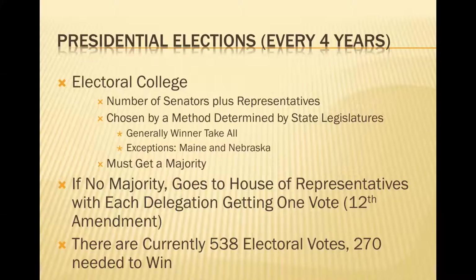Currently, there are 538 electoral votes, 1 for each of the 435 representatives, plus 1 for each of the 100 senators. The other 3 electoral votes are because a later amendment gave the District of Columbia, Washington, D.C., 3 electoral votes as well. So 270 electoral votes are needed to win the presidential election, or at least win the Electoral College to win the presidential election.